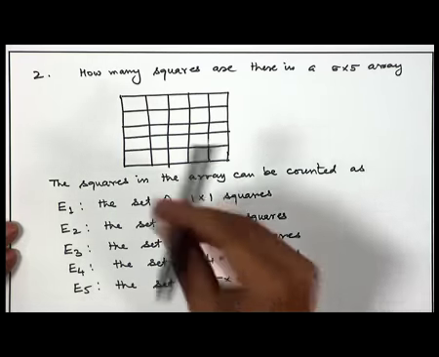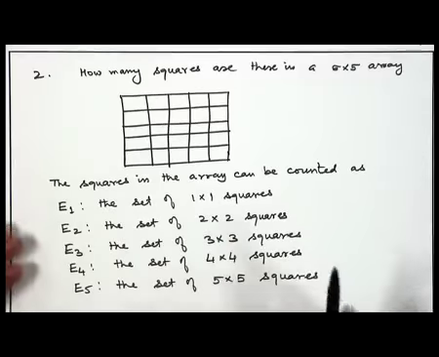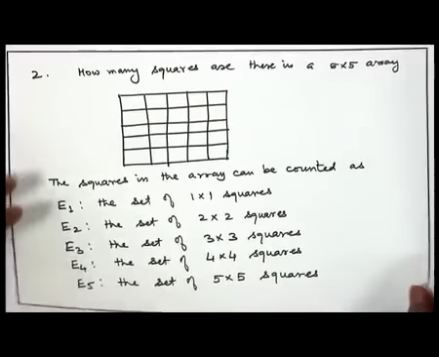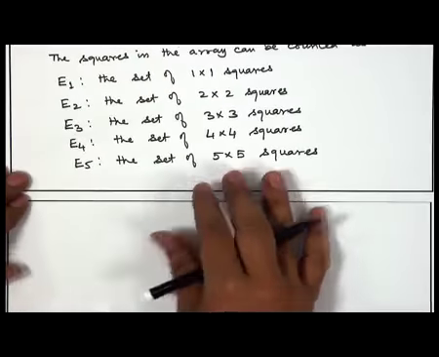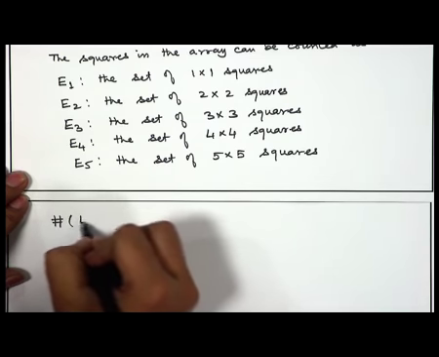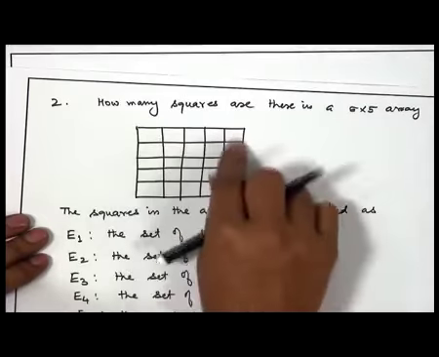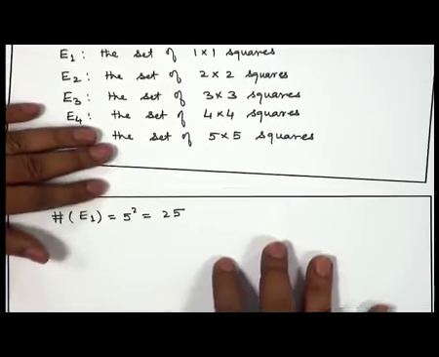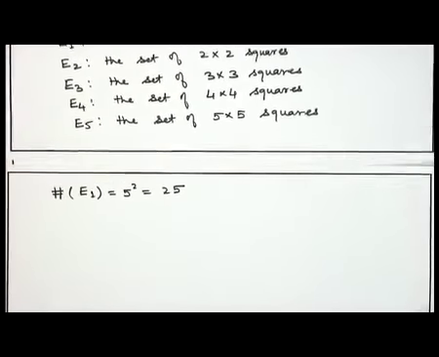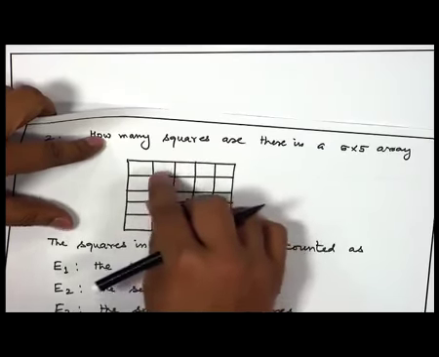So, let us just look at it. 1 by 1 square means each individual cell is a square. Okay. So, if we look at how many of these are there. So, if we consider the cardinality of E1. So, if it is a 5 by 5 array, then total 5 times 5, that is 25, 1 by 1 squares are there. If we consider 2 by 2 squares, that means taking 2 at a time, then it is becoming.